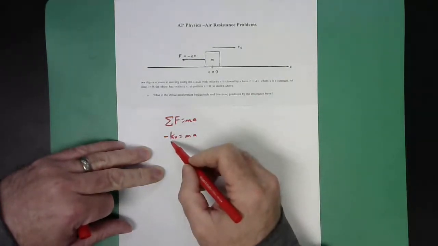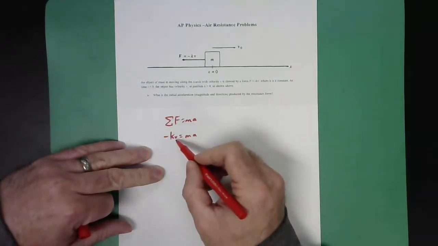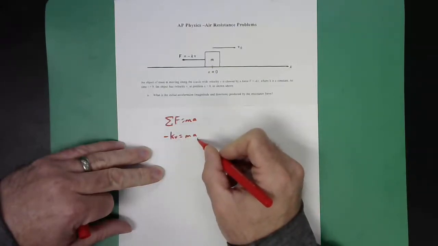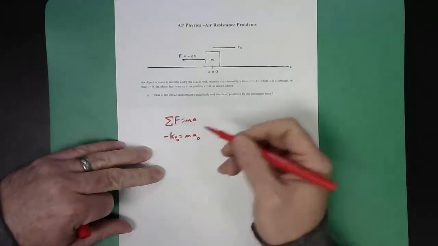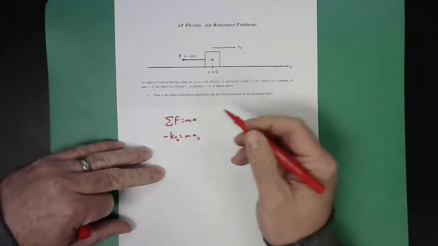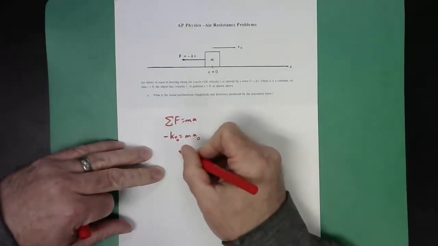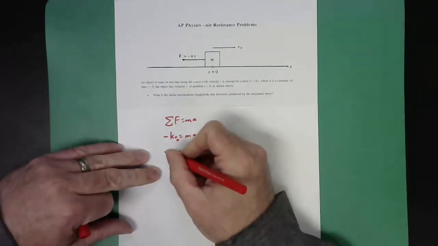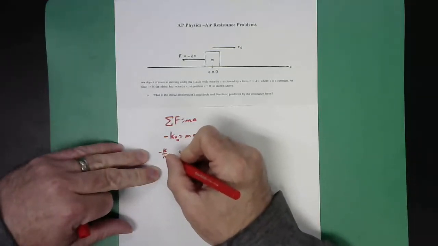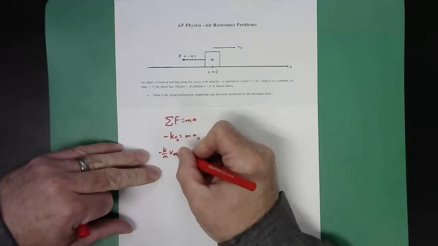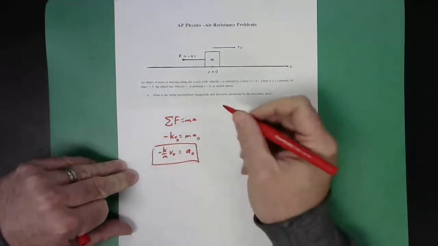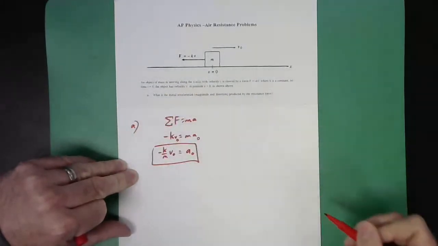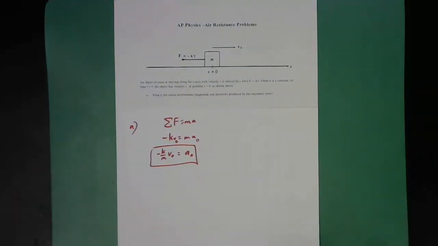So k is a constant. It's not changing. The v is going to be changing, though. If I want the initial acceleration, I'm going to need to use the initial velocity. And the mass is a constant. Okay. Last thing, we want the acceleration, so I need to get the acceleration by itself. So I'm just going to divide through by m. I'll have negative k over m times v naught is a naught. All right, and there's my answer for part A. Okay, moving on.